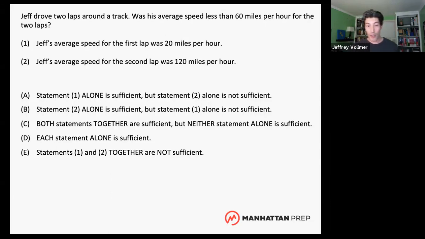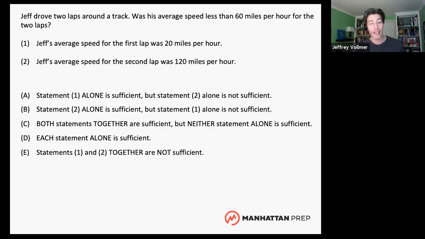Now, you could, again, just make up a number for the track if that makes things easier. Like just say the track is 60 miles. And then you can compute the times for the first lap and the second lap and the overall average speed from that, okay? And that is kind of guaranteed to show you that both statements together have to be sufficient, okay? Because if I could just pick 60 miles for the track length, you can figure out all the missing pieces in the chart and compute the average speed. But the answer is not C, right?